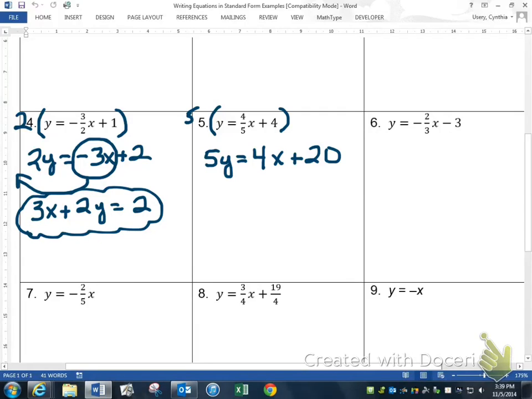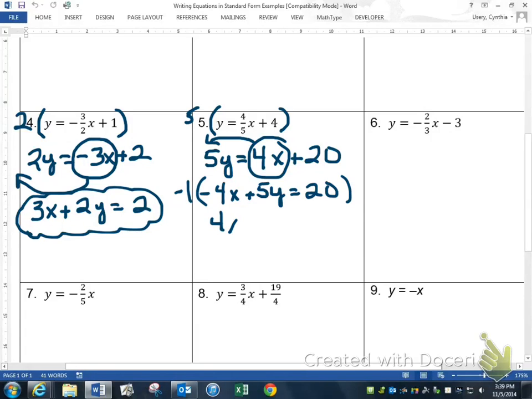And then I'm going to take that x and move it over. It's going to become a negative 4x on that side, plus 5y equals 20. And I am not allowed to have a negative in front of my x, so I'm going to multiply by negative 1, and I get 4x minus 5y equals negative 20. And that is now standard form.